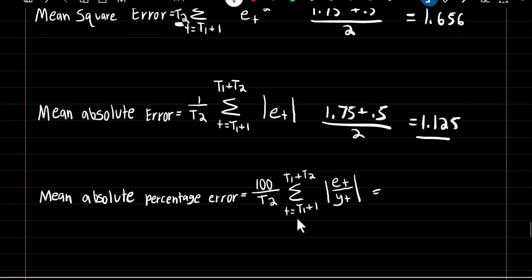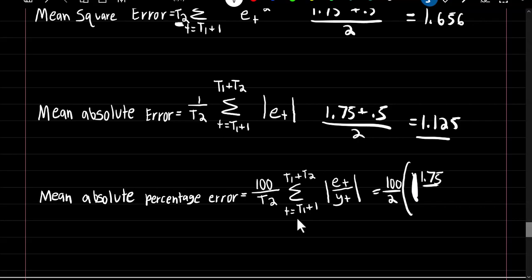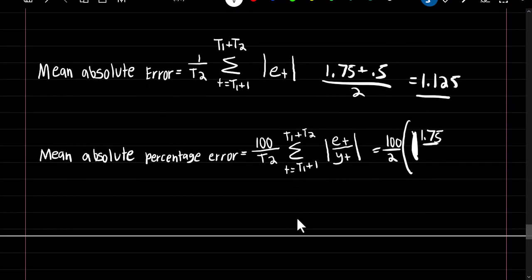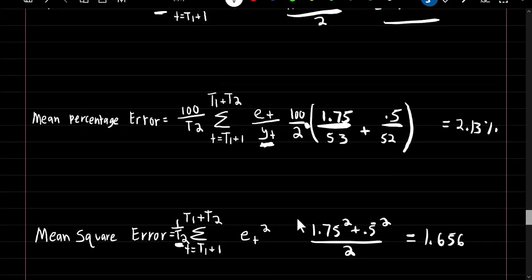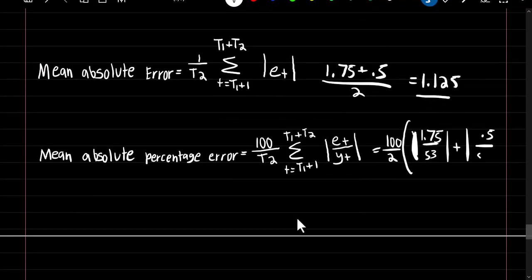And then finally, we can do mean absolute percentage error, which is going to be 100 over the number of observations in our validation set, which is 2, times the summation of the absolute value of our errors, which is 1.75, over the observed value, which is 53, plus the absolute value of our residual over our observed value, which is 52. And this will produce a value of 2.13%.